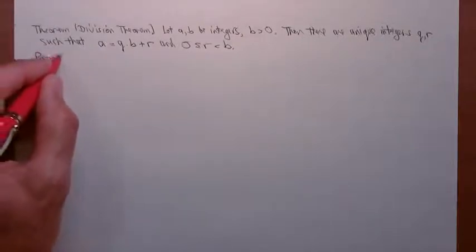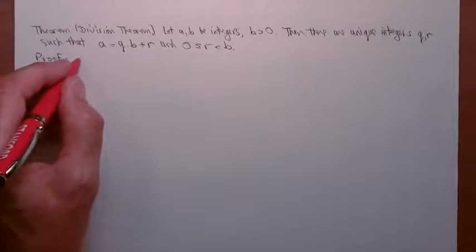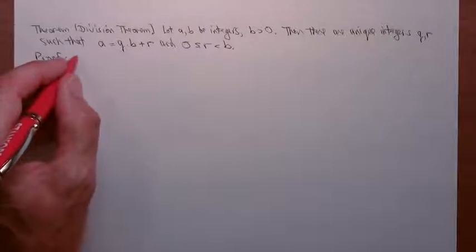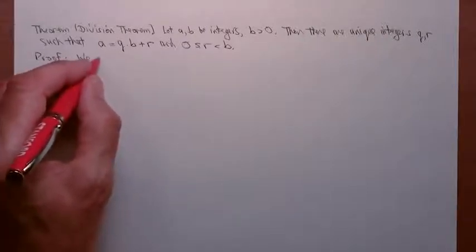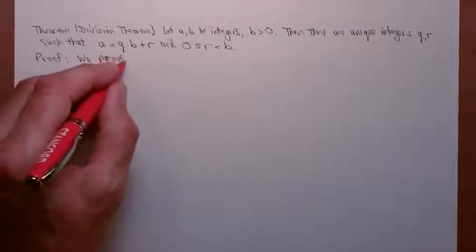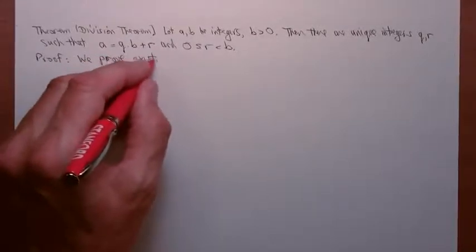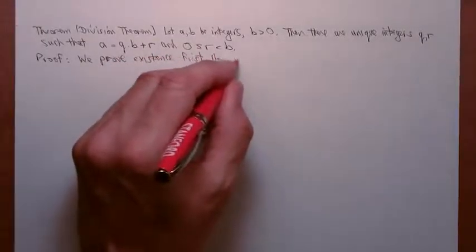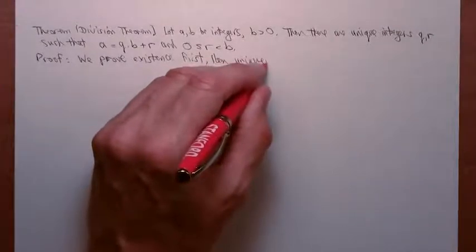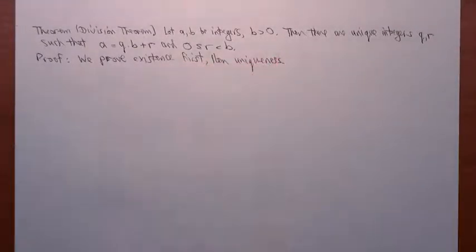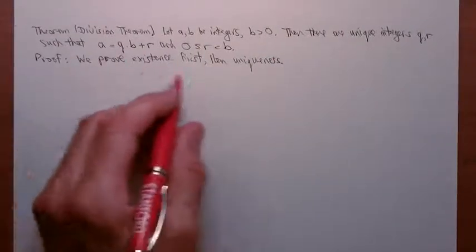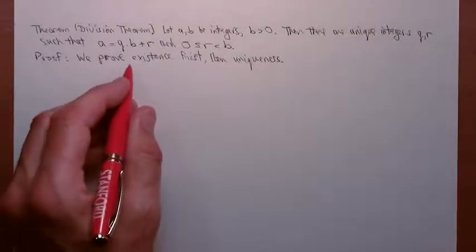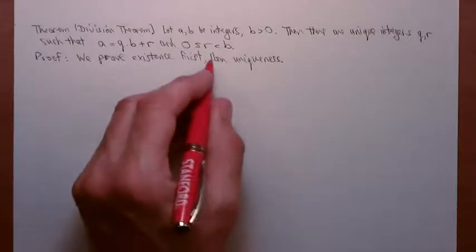So, proof. As always, it's a good idea to begin a proof by stating the method you're going to adopt. In this case, what I'll say is I'm going to prove existence first, then uniqueness. I'm not using any standard method, so I'm not able to state that I'm using something like induction or whatever. But it will orientate the reader to say that the first part of the proof will deal with existence and the second part will deal with uniqueness.